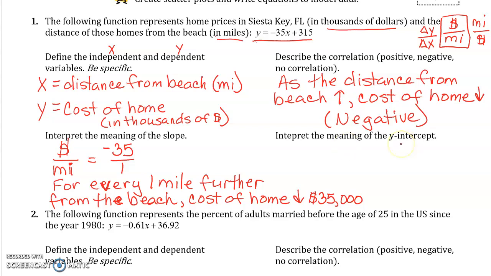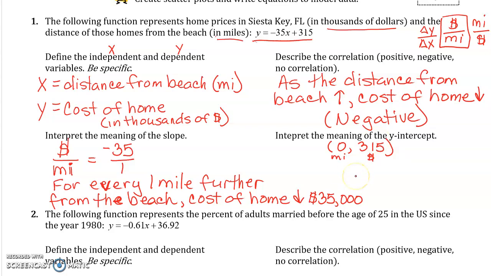All right, now it's asking us to interpret the meaning of our y-intercept. Right now, when we look at our equation, we have a y-intercept of (0, 315). Now remember, the 315 is your y-coordinate. And your y-coordinate, this is your miles, this is your dollars. So keep in mind what each unit represents. So at 0 miles from the beach, we have a home at $315,000. So that's exactly what our statement should be saying.